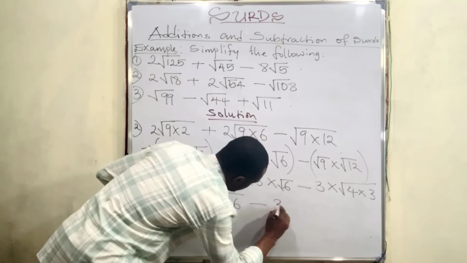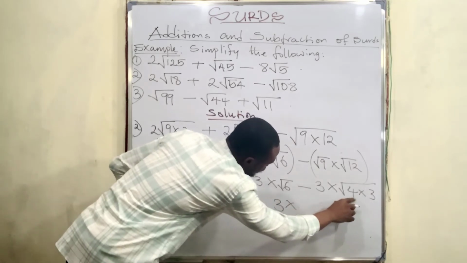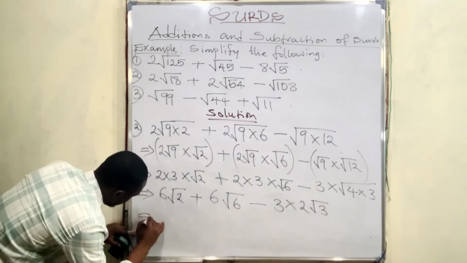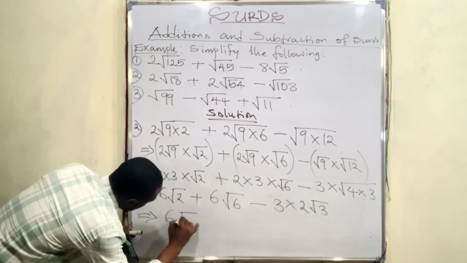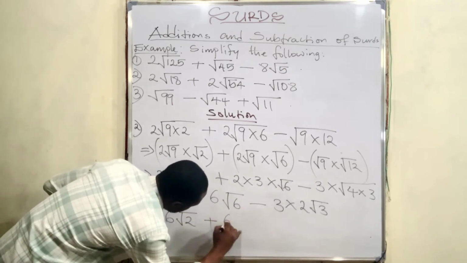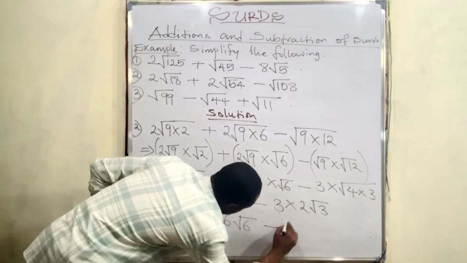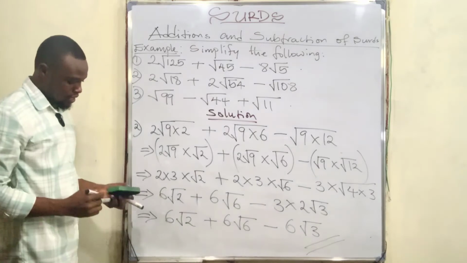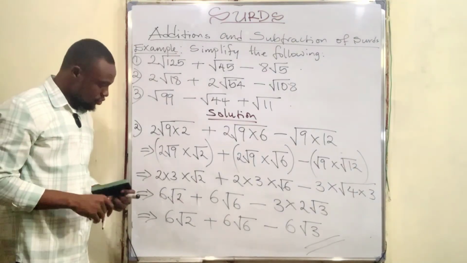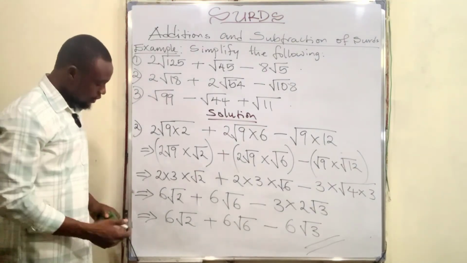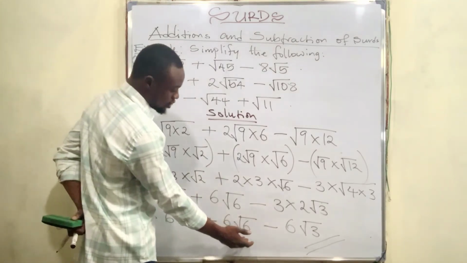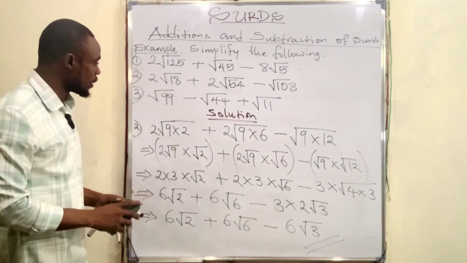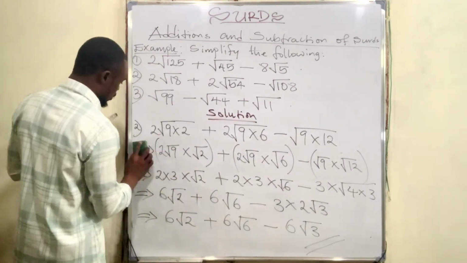this is what? 3 times root 4 is the same thing as what? 2, so this is root 3. So finally we now have this as our answer: 6 root 2 plus 6 root 6 minus what? 6 root 3. This is our answer. So that is generally our answer. We have 6 root 2 here, we have 6 root 6 here, we have 6 root 3 there. So now let's do the last example.